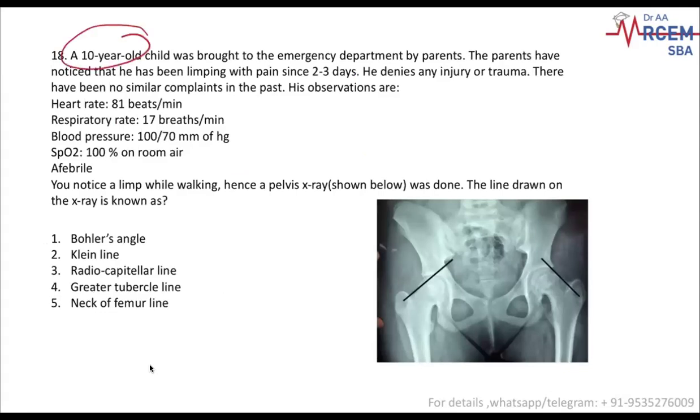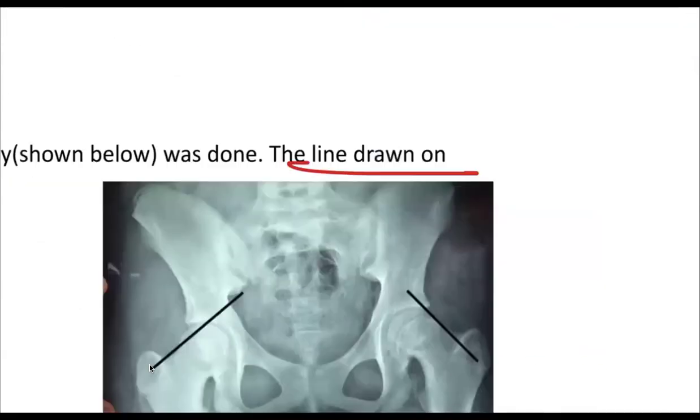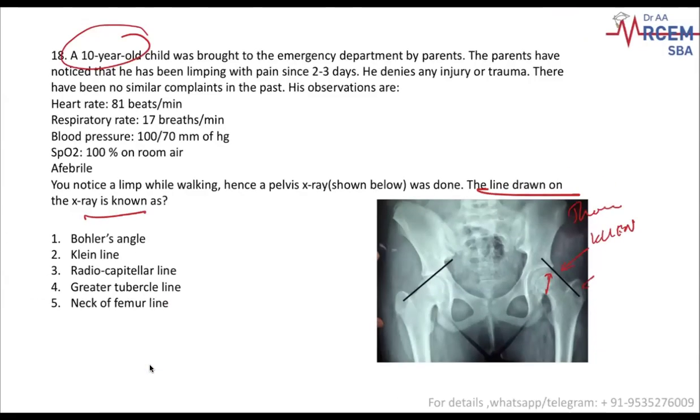A 10 years old child was brought to the emergency department by the parent. The parents noticed that the child has been limping since the last few days. An X-ray has been given. They're asking what is the line they have drawn here. The line they have drawn, just below the ossifying center of the greater tuberosity, is abnormal and is not bisecting the head. This line is known as Klein's line. This sign is known as the Trethowan sign. So the line is Klein's line here.